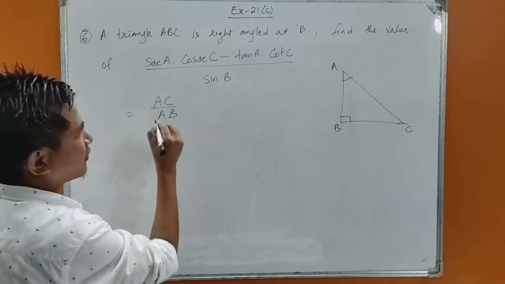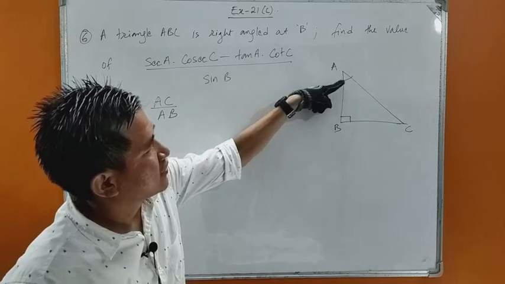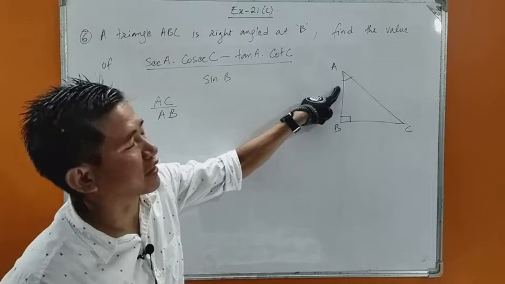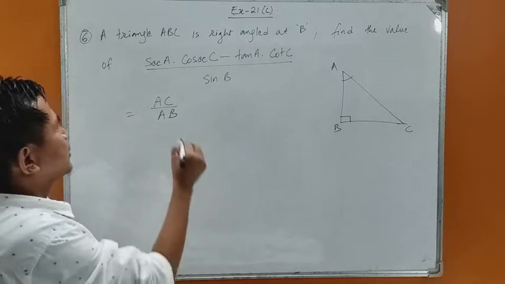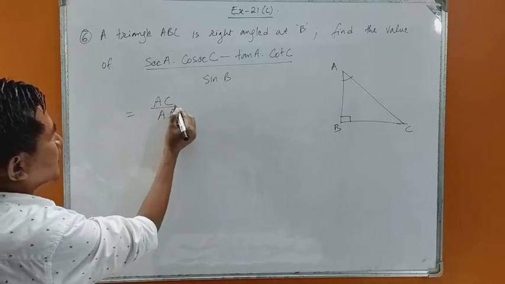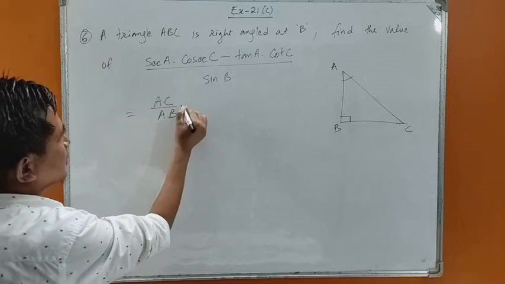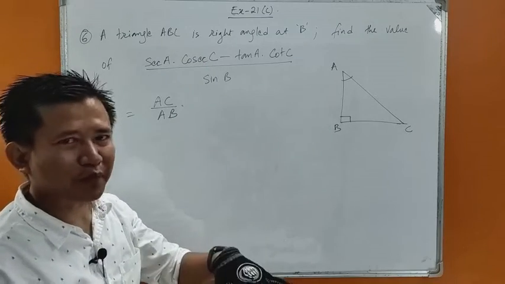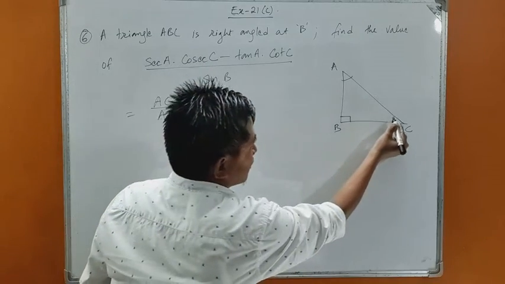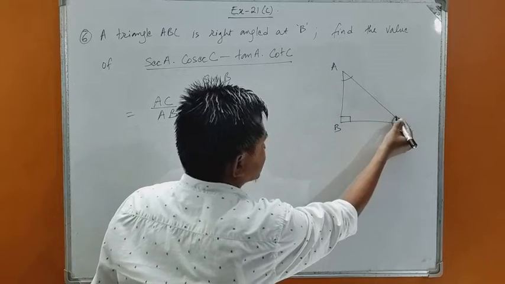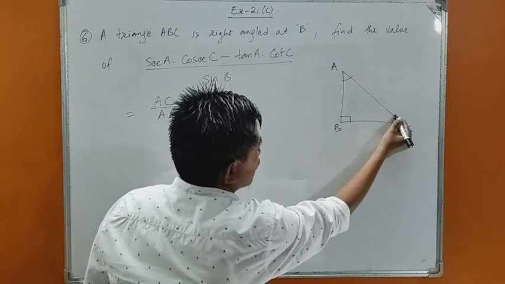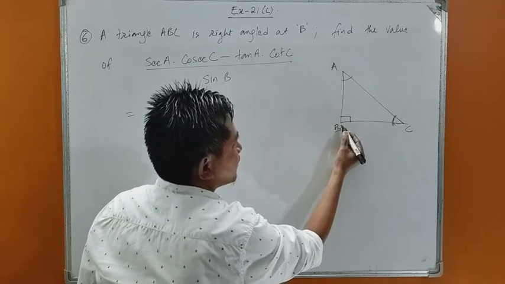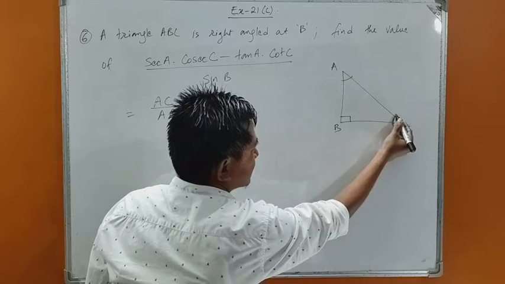Are you getting me? The angle which contains the two adjacent sides, one will be the hypotenuse and another will be the base. So sec A means AC upon AB, hypotenuse upon base, into cosec C. Cosec means hypotenuse upon perpendicular, isn't it? So cosec C means this angle, angle C. When we talk about this angle, hypotenuse is always AC and the adjacent side is BC.